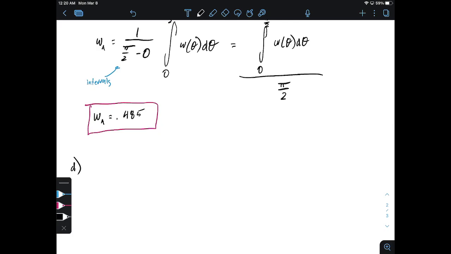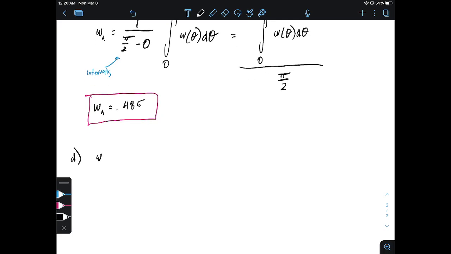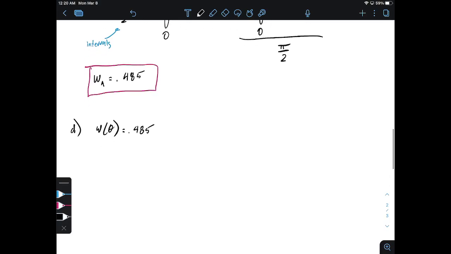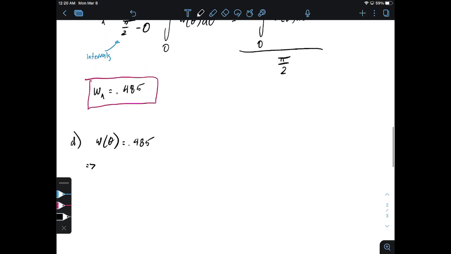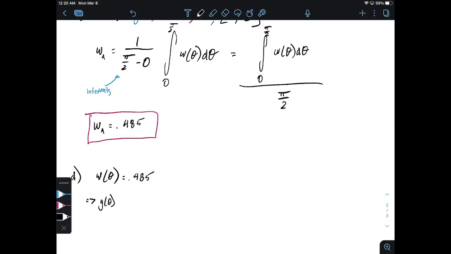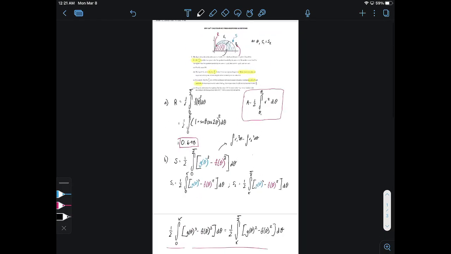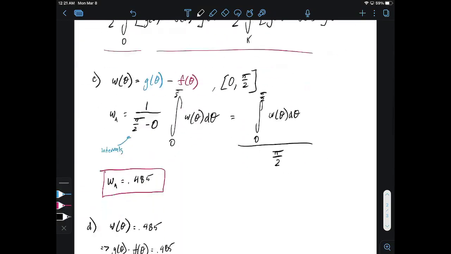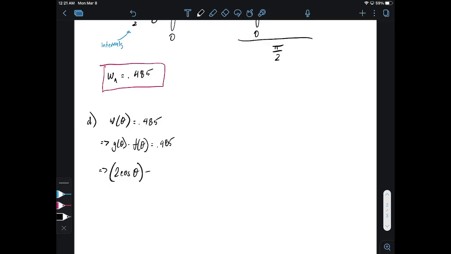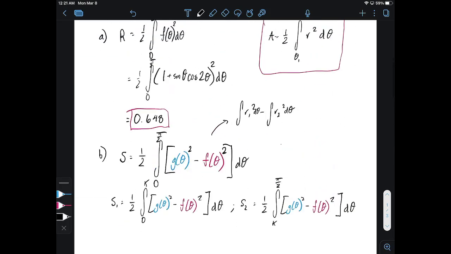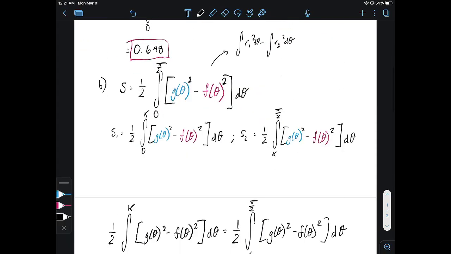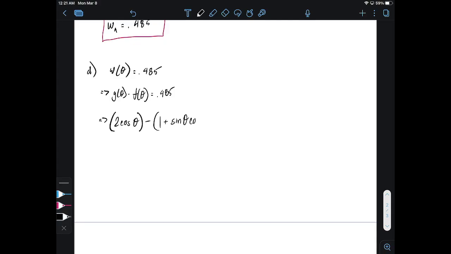So, that's a really simple thing. And all we need to do is say our W of theta is equal to 0.485. And that's not very complex. So then we will also say, we're going to expand this and say G of theta minus F of theta is equal to 0.485. And if you're going to solve this, you can also go further, obviously, and we can say we have 2 cosine theta minus 1 plus cosine theta, sine theta, cosine 2 theta. Okay. 1 plus sine theta, cosine 2 theta.